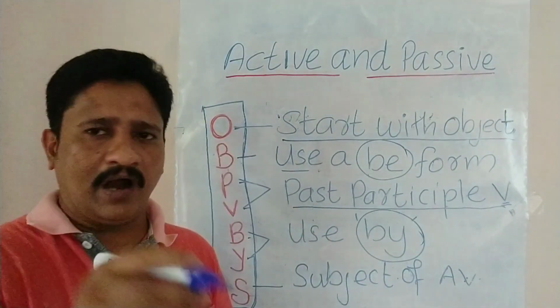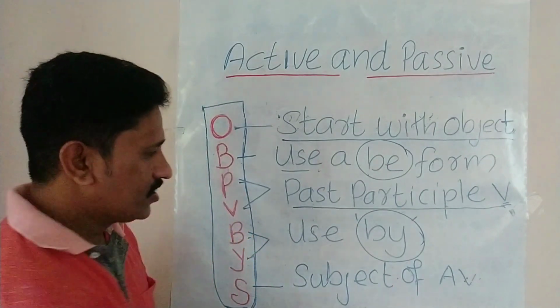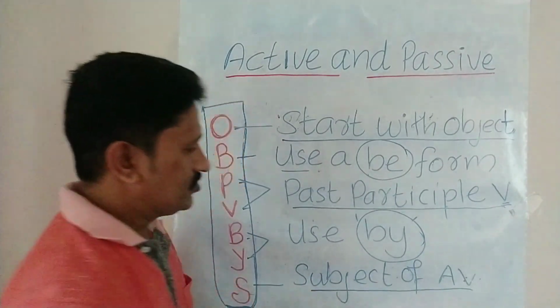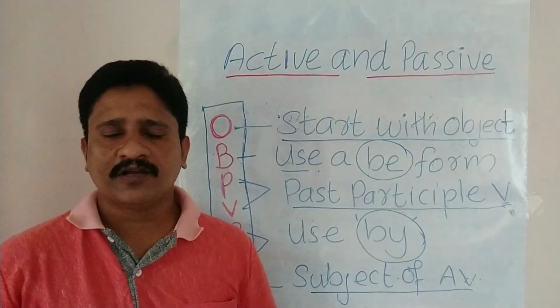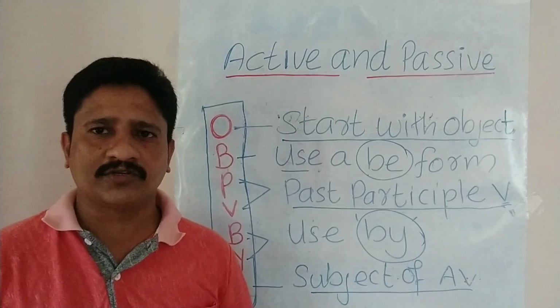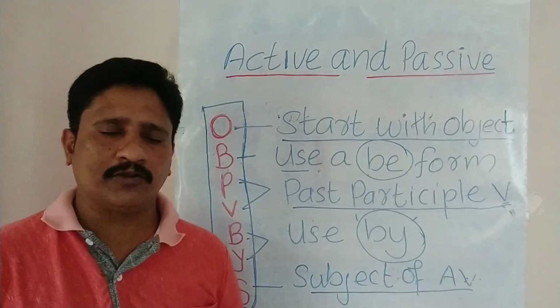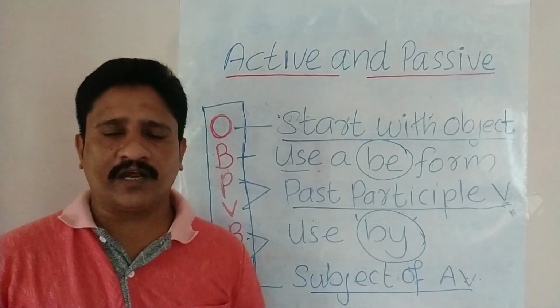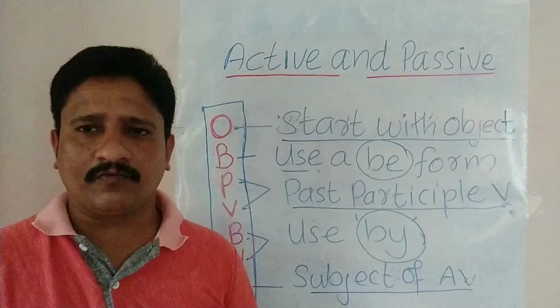You have to just write "by," which can be omitted in some cases. I will tell you about it later. Okay, and then bring down the subject of the active voice sentence. So let's go through some of the examples and see how the steps can really work out when you change an active voice sentence, which is a declarative type of sentence, into passive voice.